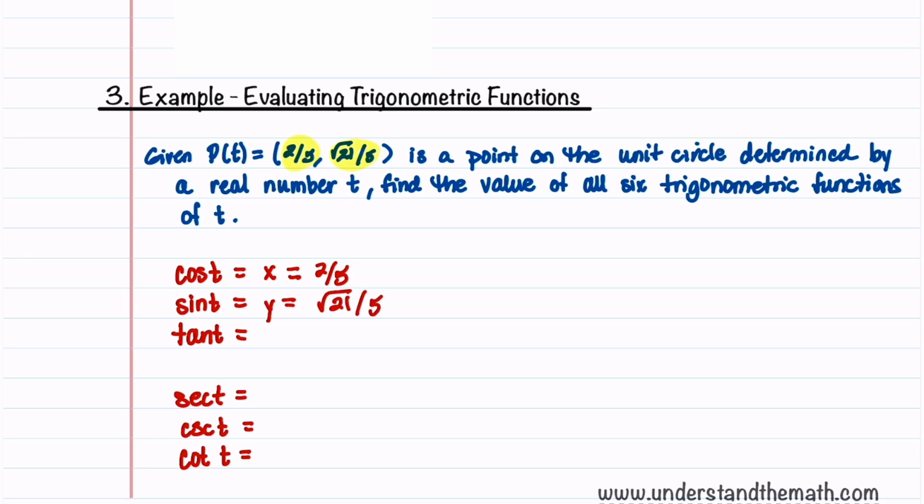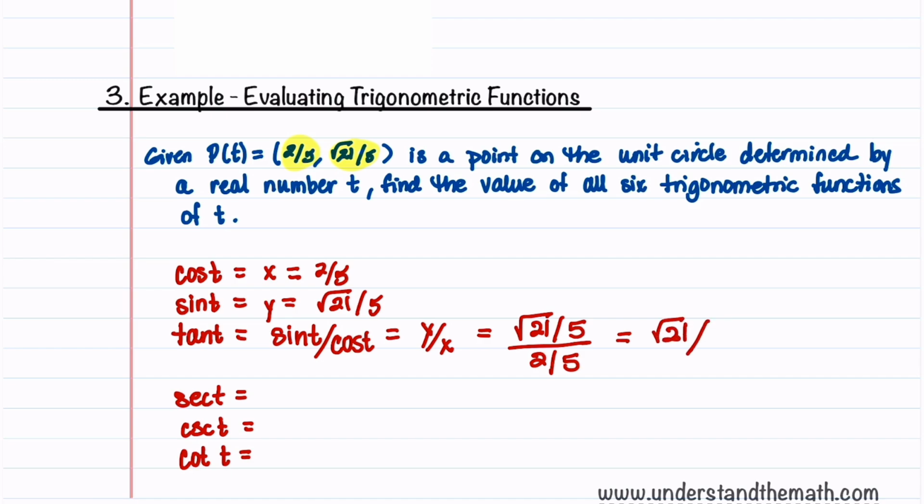Our tangent t is sine t over cosine t, which is y over x. So this is the square root of 21 over 5 divided by 2 over 5. The 5's cancel out, and we're left with the square root of 21 over 2.